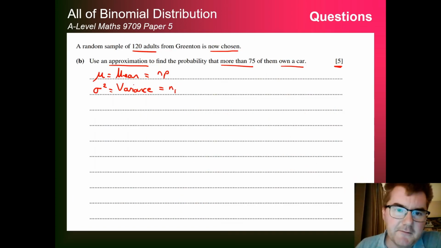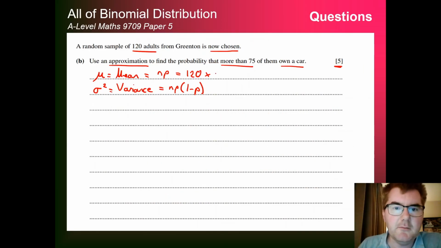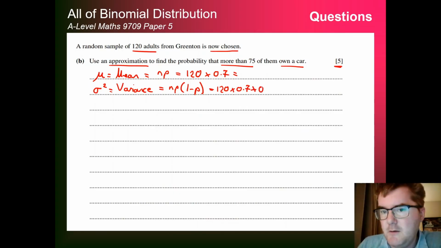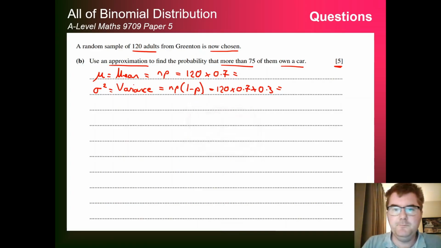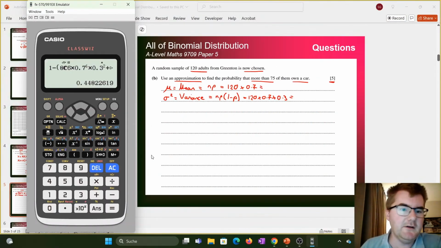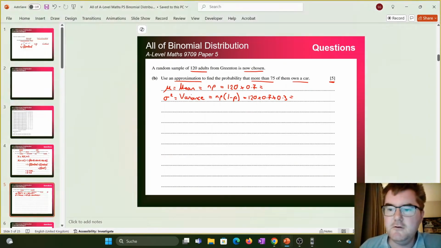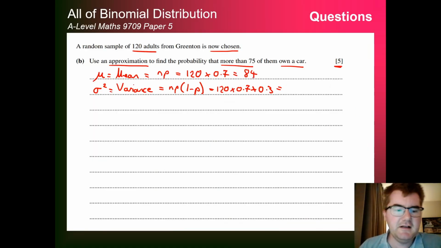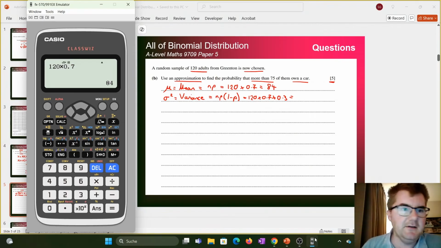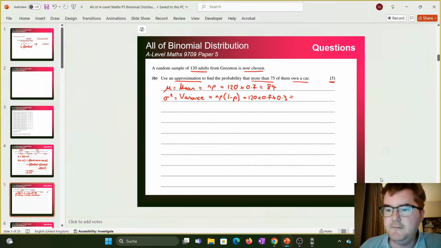Now, what does that actually mean for this question? Our sample size is 120, so we have 120 times the success, which was 0.7. And here we have 120 times 0.7 times 1 minus p, so 1 minus 0.7, which is 0.3. We can use the calculator here just to quickly work those things out. So 120 times 0.7 is 84. In this kind of paper, it's best to use your calculator to do any of these things, and here we just times it by 0.3, so we get 25.2.